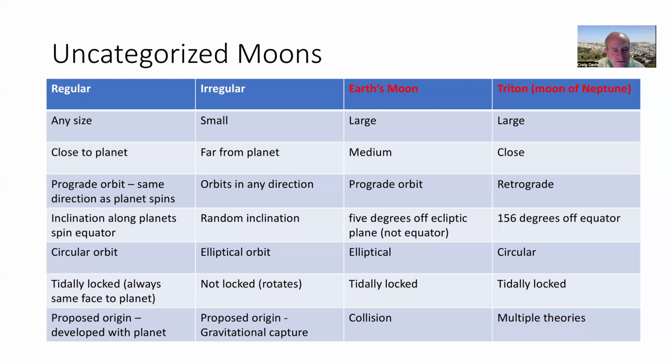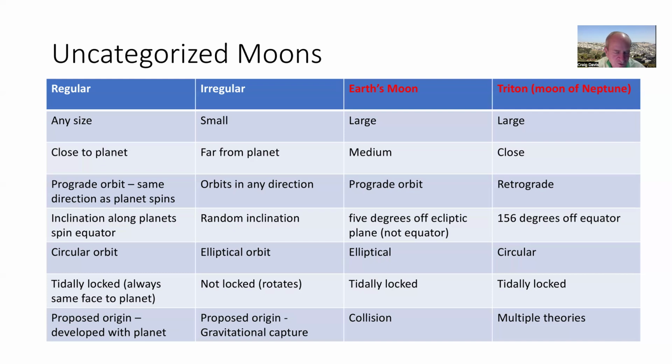And so here's why. Regular moons can be any size. So Earth's moon is large. So that would mean we're a regular moon. Regular moons are close to a planet. Well, Earth, it's kind of medium distance. It's a bit too far for a regular moon, but it's not quite so far as an irregular. Triton, being very large, is also very close. So far, Triton sounds like a regular moon.